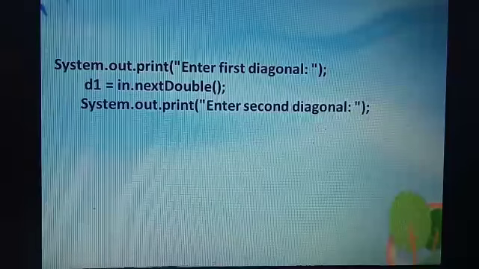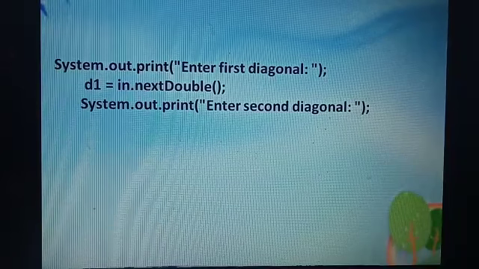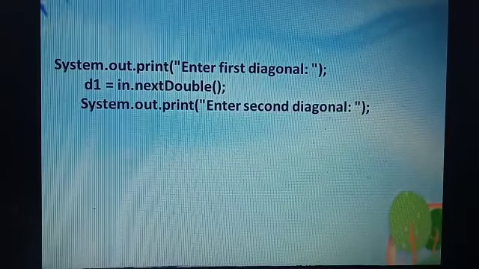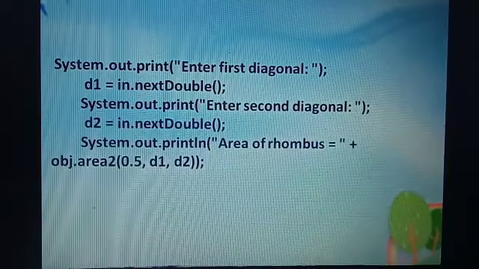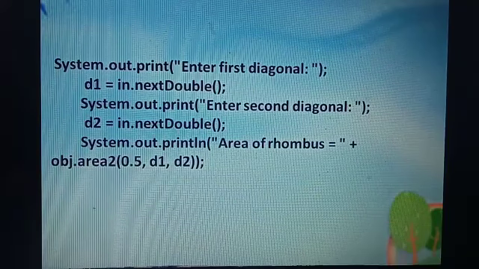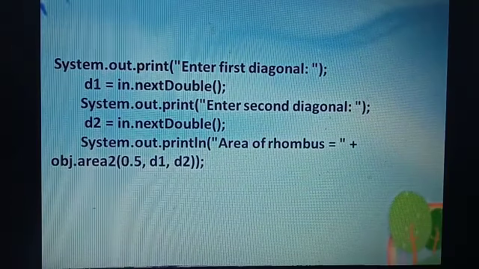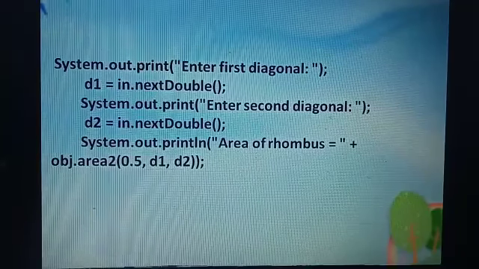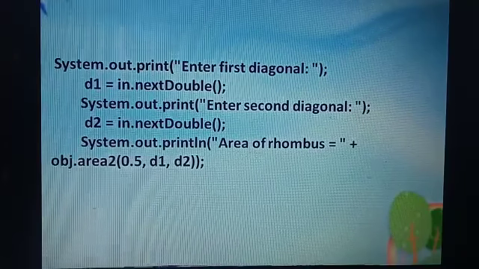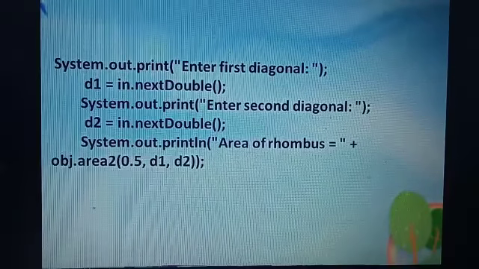Now we go to the second one. System.out.print, enter first diagonal. Then d1 equal to in.nextDouble. Then System.out.print, enter the second diagonal. d2 equal to in.nextDouble. Again the same way, how will you print? System.out.println, area of a rhombus equal to, what you did, plus object dot area2. Then 0.5, how will you get it? Because 1 by 2 is the formula, you have to convert it. And you have to write 0.5 comma d1 and d2. Then close the bracket, semicolon.